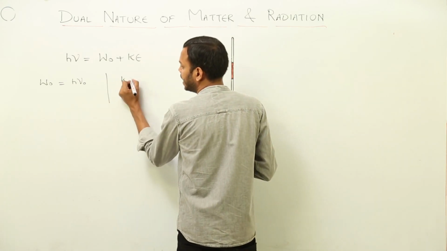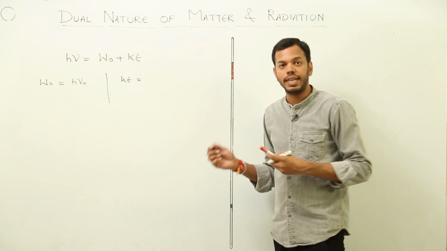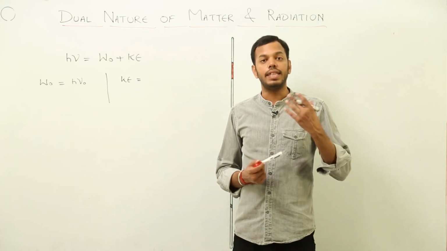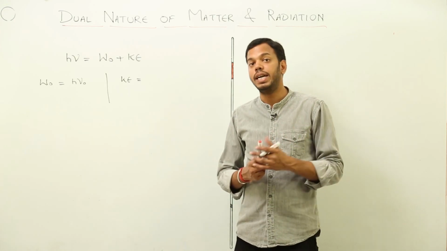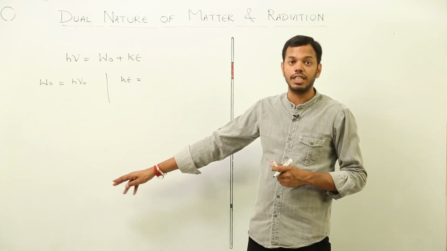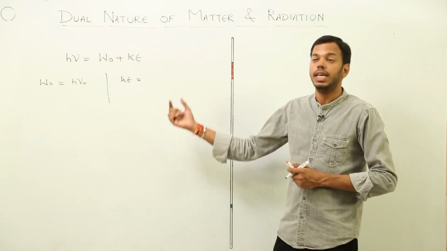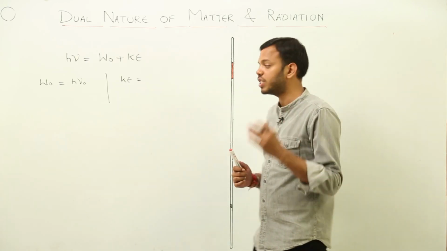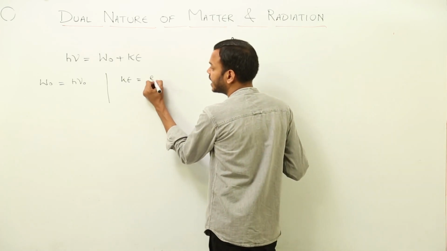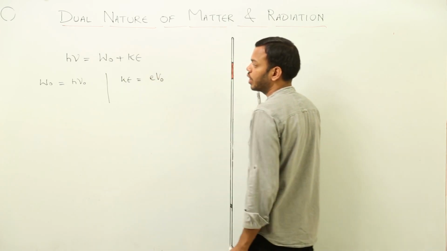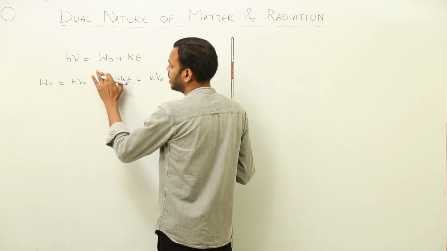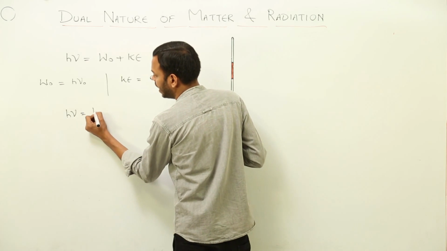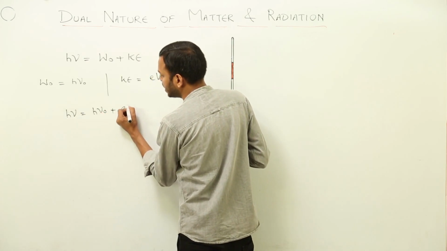For kinetic energy, we know that those particles which were traveling towards the positive terminal were getting repelled when using the potential divider arrangement. When we change the polarity of the plates, that kinetic energy was opposed by the stopping potential, that reverse potential, and that is why kinetic energy can also be written as eV naught. So with these 2 new terms, we have a new equation: h nu is equal to h nu naught plus eV naught.